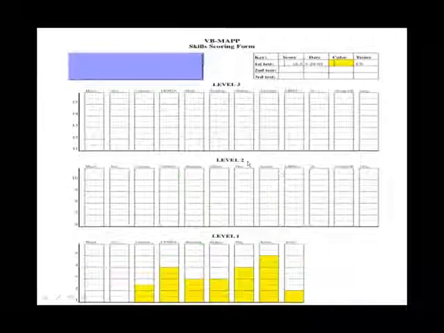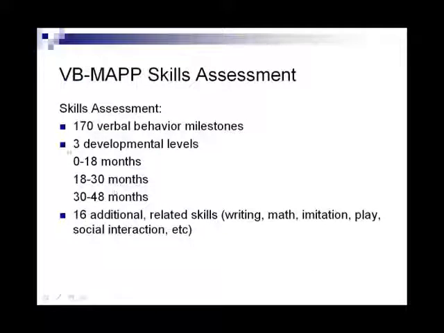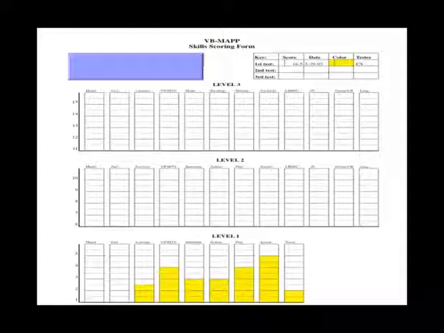Sorry, I wanted to go back to this one because these are the 3 developmental levels. Level 1, the one on the bottom, is 8 to 18 months of typical development. 18 to 30 months is the second level, and 30 to 48 months is the third level. As you see, every level is also divided into different subtests or scale areas, and we have them more specific as far as the verbal operants that I spoke about earlier.